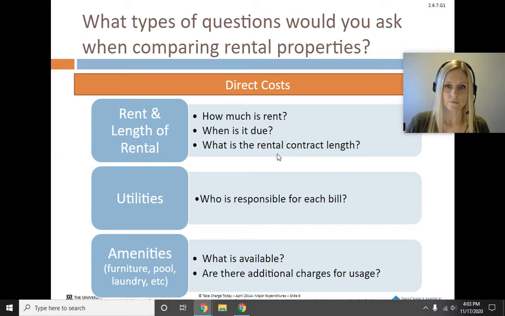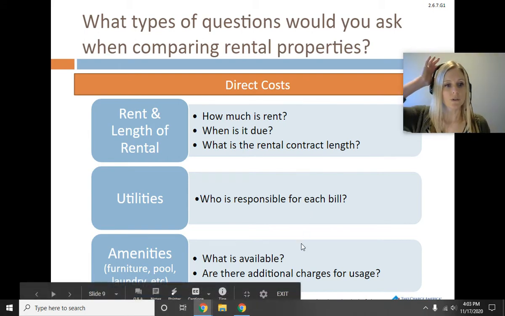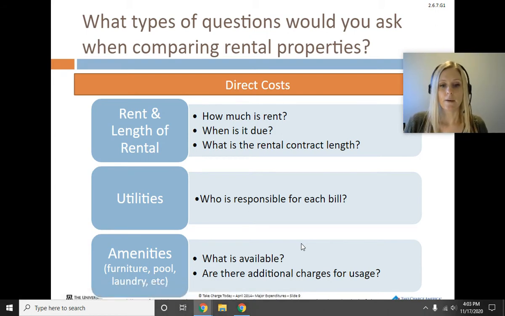Who's responsible for each bill involving utilities? Is your electric included as part of your rent, or are you responsible for that separately? Amenities, what's available? Do they have a pool? Are there laundry facilities? What furniture is provided? Are there any additional charges for using any of those amenities?